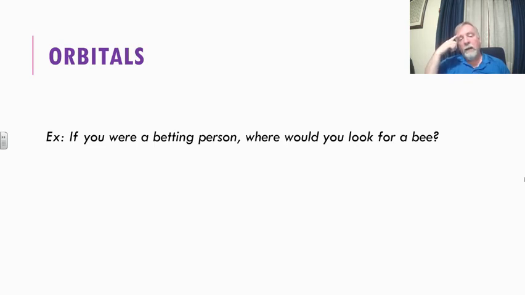And as I explain this, I want you to think about this for a moment. We know where the electron probably is. So if you were going to place a bet, if I said, I'll bet you $100 if you can find a bee, where would you look for the bee? Would you look for it inside our classroom? Would you go out into the parking lot?